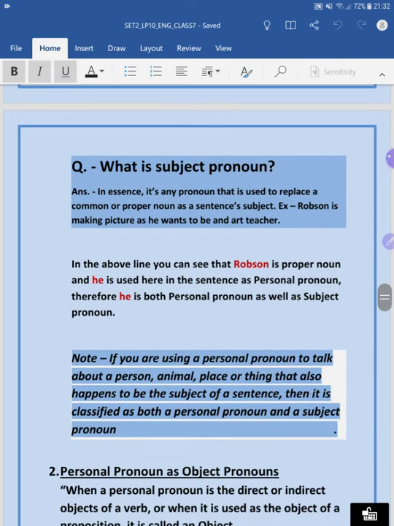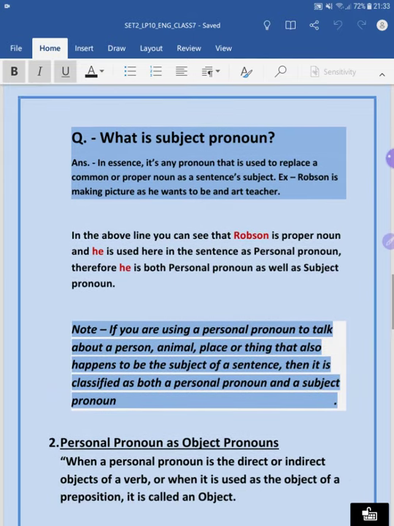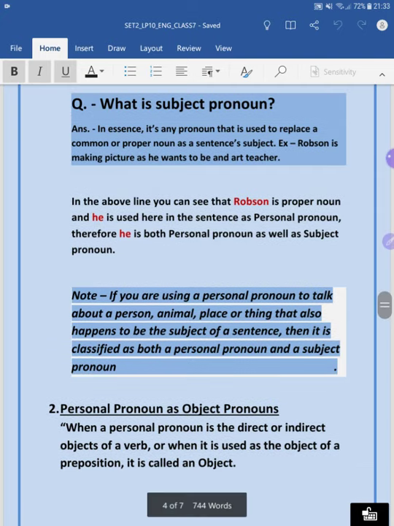So in the above line you can see that Robson is a proper noun and he is used in the sentence as a personal pronoun. Therefore he is both a personal pronoun as well as a subject pronoun. Now you may note that if you are using a personal pronoun to talk about a person, animal, place or thing that also happens to be the subject of a sentence, then it is classified as both a personal pronoun and a subject pronoun. This should be kept in your mind.